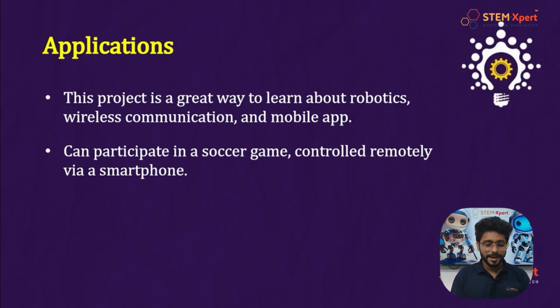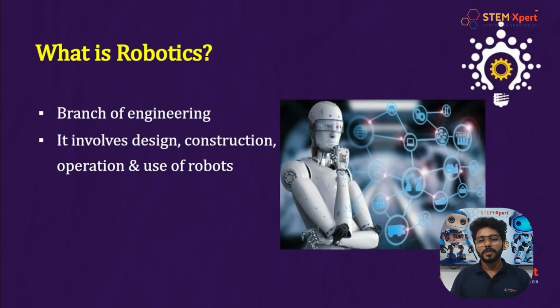Understood? Great. Now let's talk about what is robotics. Robotics is the branch of engineering that involves the design, construction, operation, and use of robots. By understanding this concept, we will learn how to make a robot. At first we must have an idea about the robot that we are going to make. That's what it is saying, the design. We must know the design of the robot that we want to make, and then the process goes on.